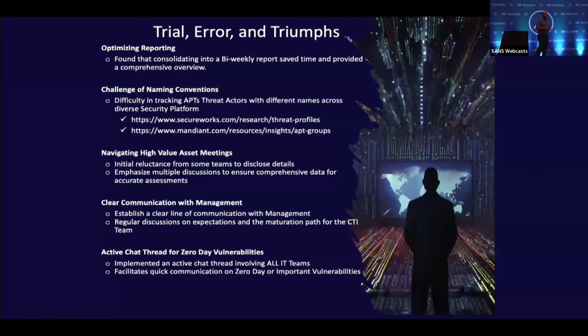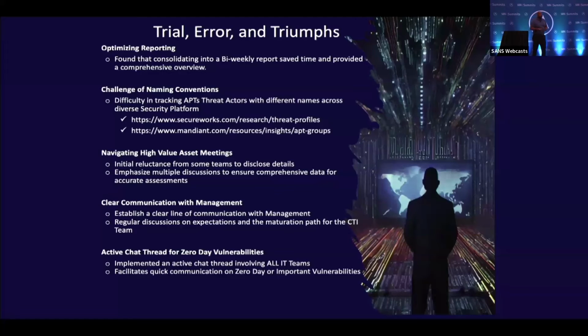Also, the naming conventions. I've seen that be very difficult to track when you're looking at threat platforms. One threat platform might say advanced persistent threat 29, and another one might say Cozy Bear or Wizard Spider. So when you're looking at the different threat platforms that might give you different data on those same threat actors, sometimes it can become difficult. I've put a couple of resources on here to help out with those different aliases they may have in different threat platforms.